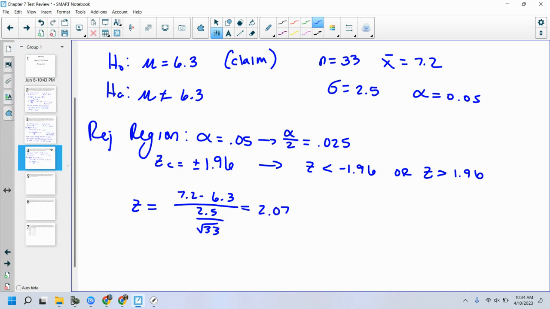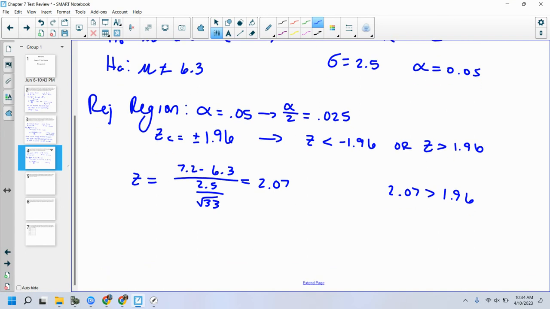Now, it came out positive, so if it comes out positive, I've got to go with this side. Is 2.07 greater than 1.96? Yes. We can reject this claim.